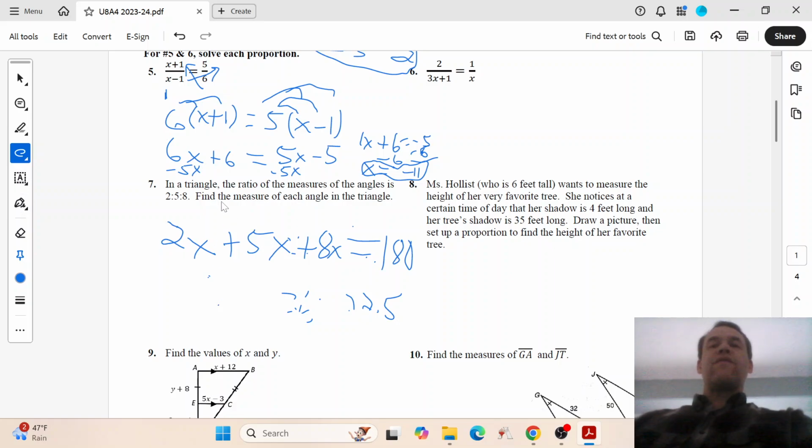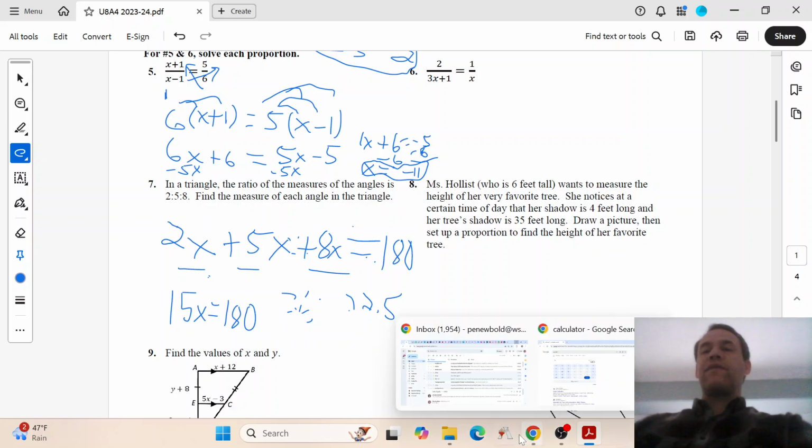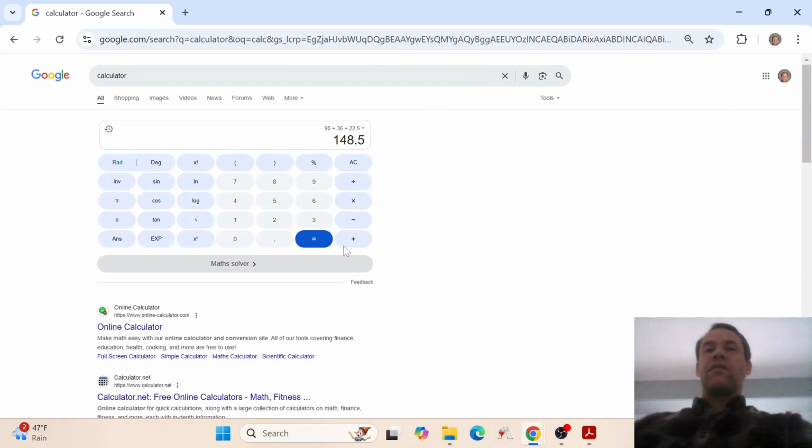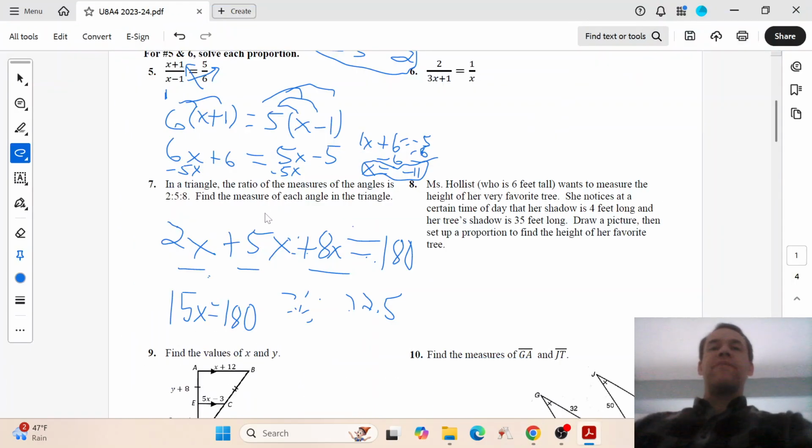Okay, so 2x and 5x is 7x, and 7x plus 8x is 15x. So if you add up all three of them, you get 15x is equal to 180, because those are ratios. So then 180 divided by 15 is what we're thinking there. So what's 180 divided by 15? That's what x is anyways. So x is 12. Okay.